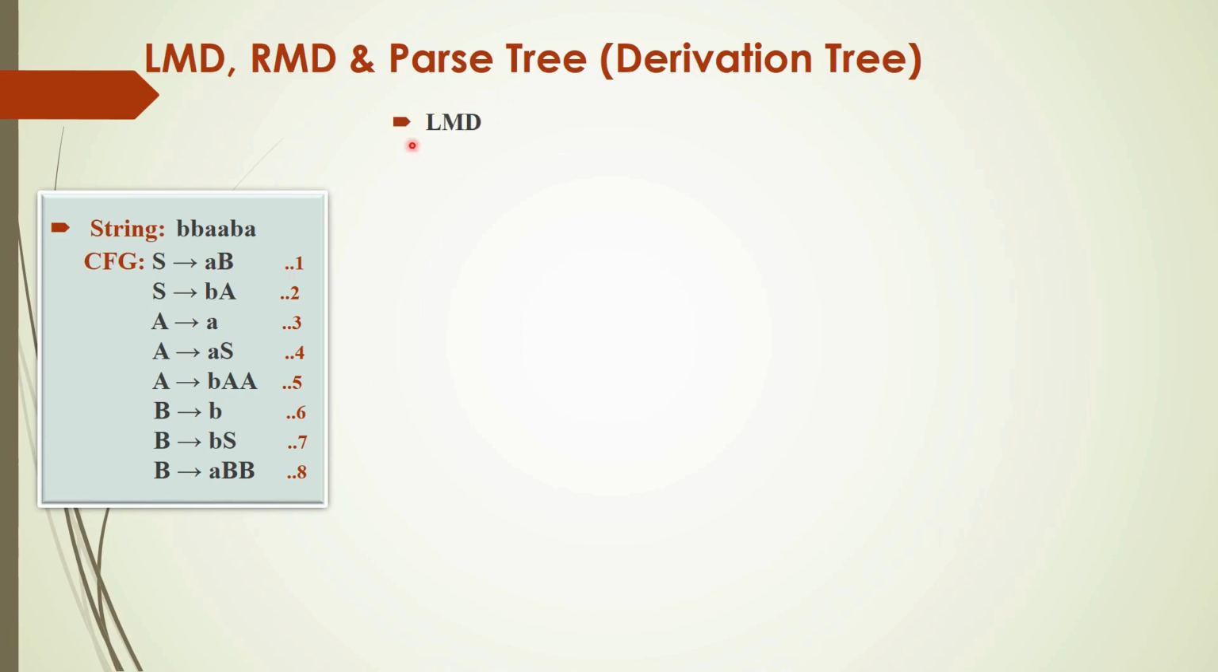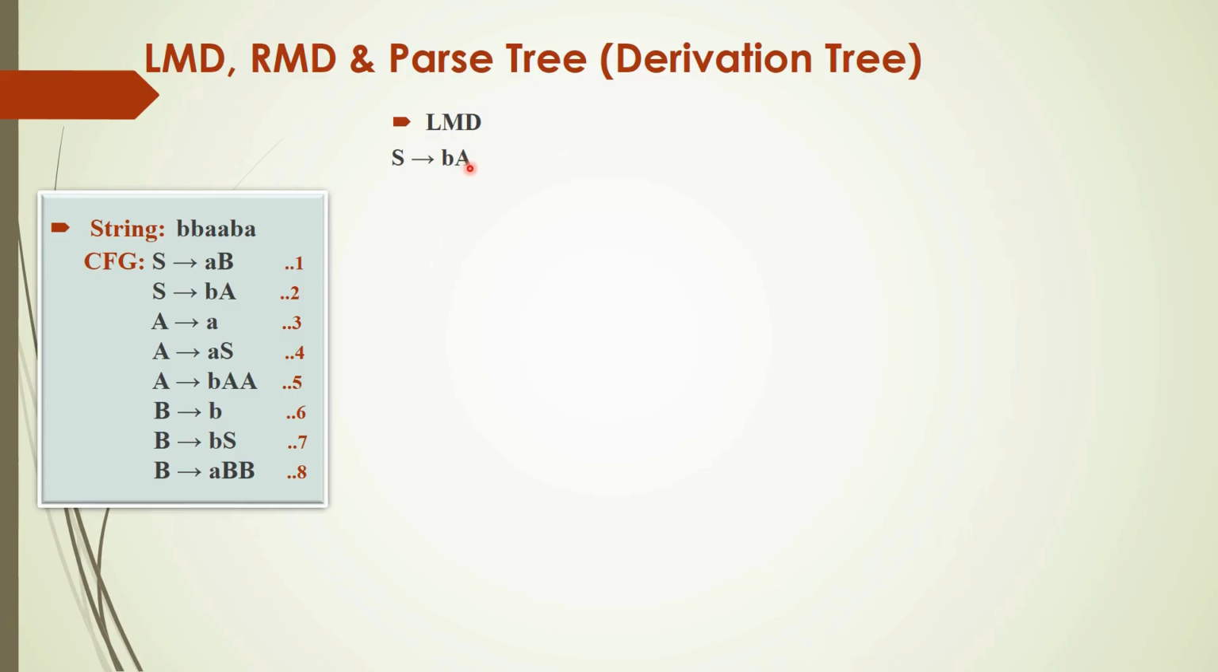Now leftmost derivation is nothing but substituting our leftmost variable in each substitution or each derivation. Now we have to generate the string bbaaba. You can see our string starts with b, so that's why we have to substitute our start symbol S with b A a. Here you can see I substituted S as bAa.